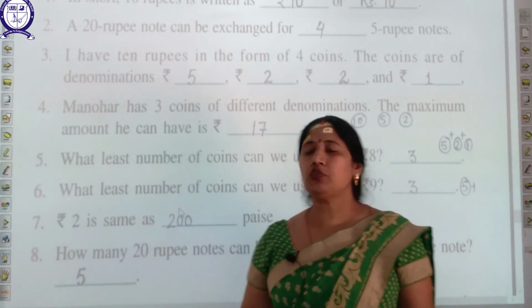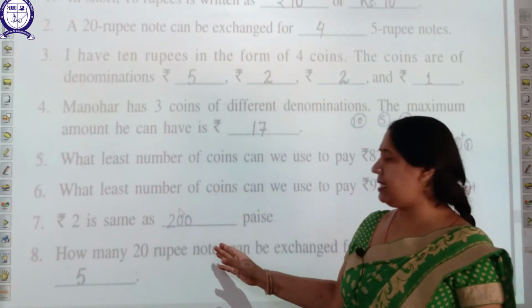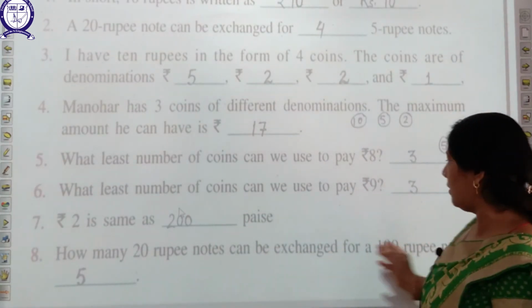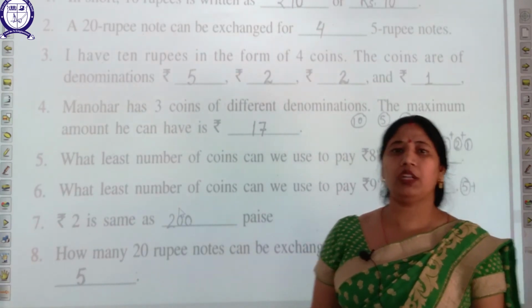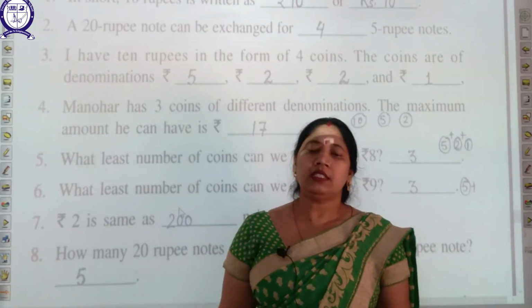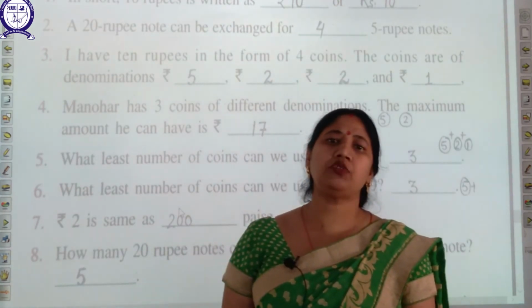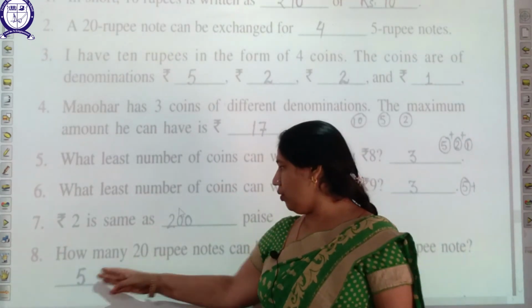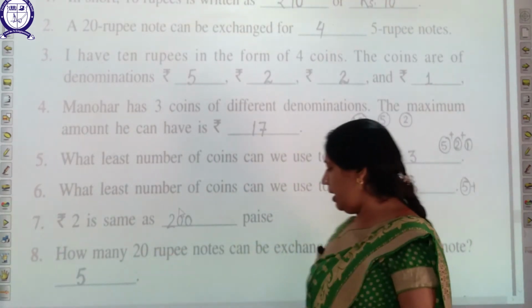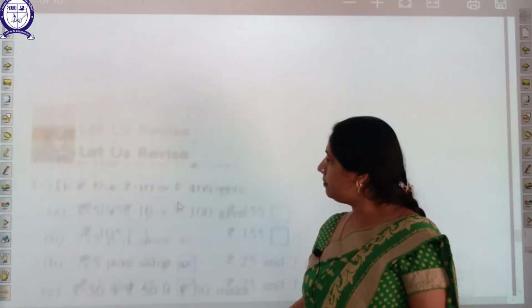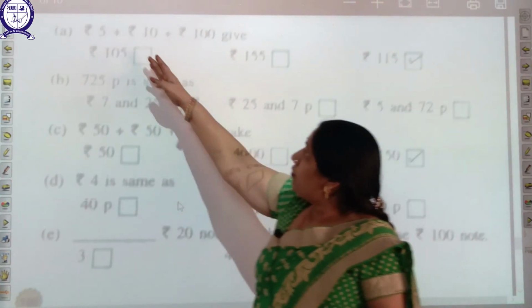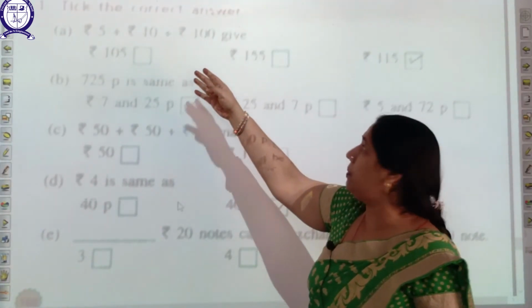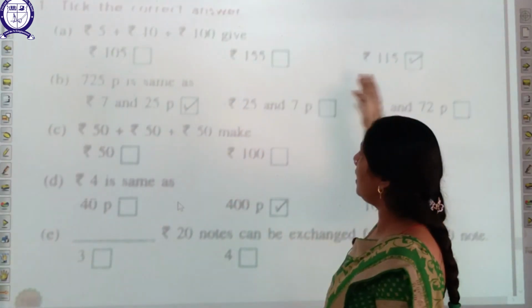Rupees 2 is the same as? So 2 rupees is equal to how many paisas? 200 paisas. How many 20 rupee notes can be exchanged for a 100 rupee note? So 20 rupees plus 20 is 40, plus 20 is 60, plus 20 is 80, and plus 20 is 100. So 5 notes of 20 rupees is equal to 100 rupees. 5 plus 10 is equal to 5 rupees plus 10 rupees, 15 rupees, and plus 100, 115.